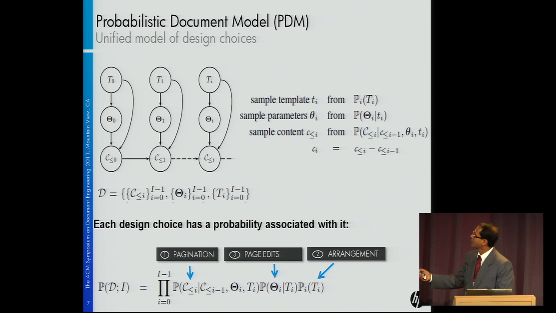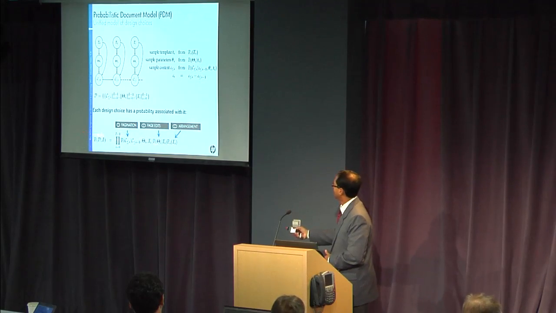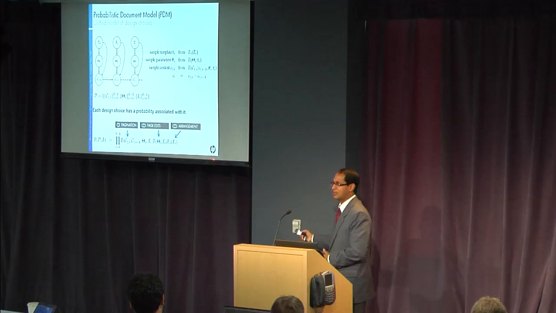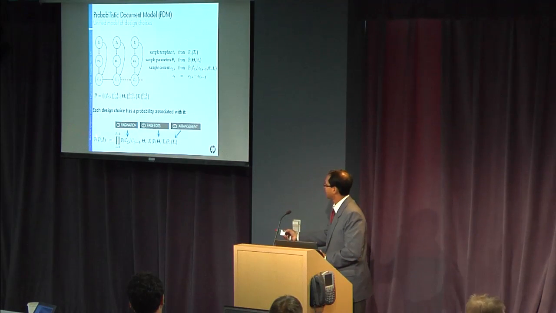So using this model, we can actually generate documents. You can take a template, you can sample parameters, and then you can fill content into that template, and then you can evaluate and see how well you did. And obviously, if you try this many times, you're not going to have much luck. It's like a monkey throwing darts, right? You're going to end up with bad scores.